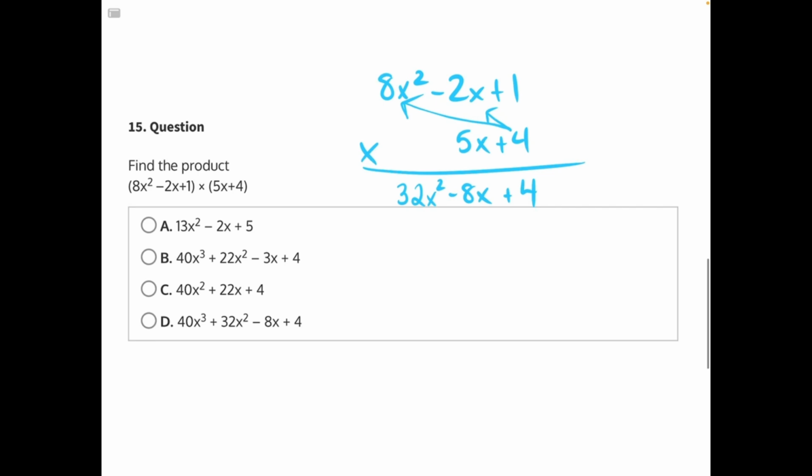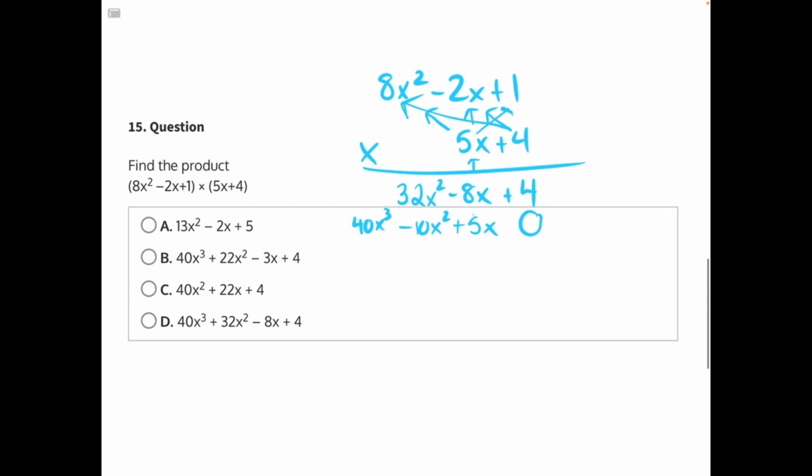Now we move on to the next digit, to 5x. So we need to place a 0, and now we can start to multiply. 5x times 1 would give us positive 5x. 5x times negative 2x would give us negative 10, x times x would be x squared. And then 5x times 8x squared, do the 5 times 8 first, which would give us 40. And then x times x squared, we now have x cubed.